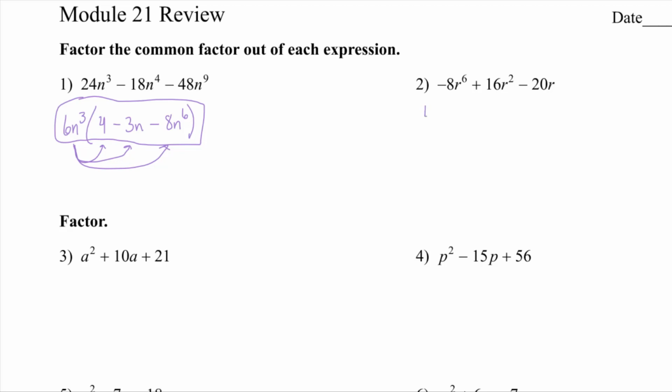I could either do 4r, and I can only take out an r since this has just a single r. Either I take out 4r, or I could actually take out negative 4r. I have options here. So 4r times what gives me negative 8r to the 6th? That would be a negative 2 and an r to the 5th. 4r times what gives me 16r squared? That would be 4r. And 4r times what gives me negative 20r?